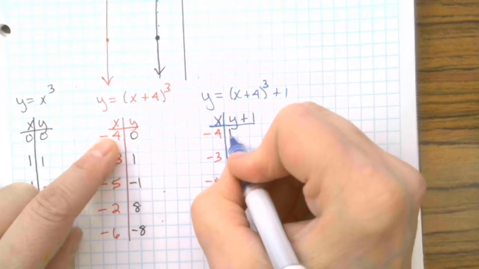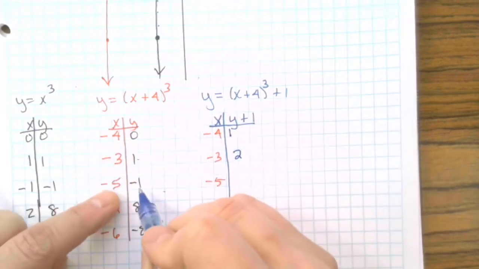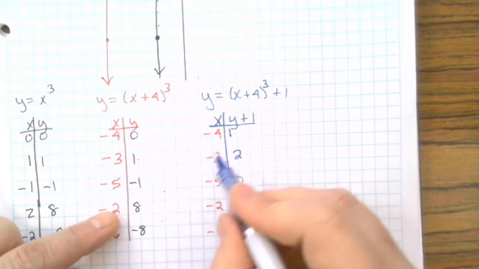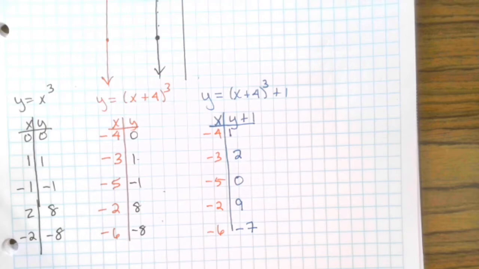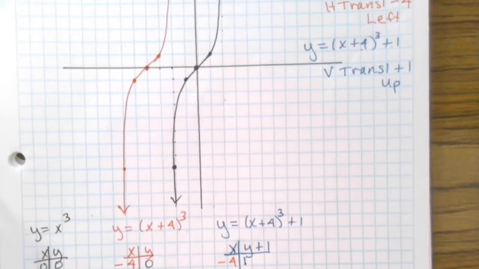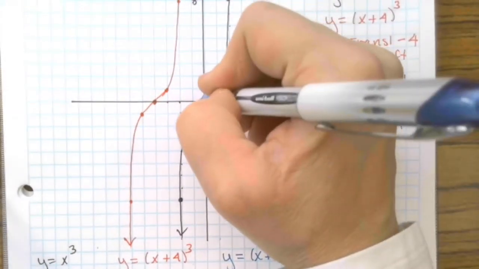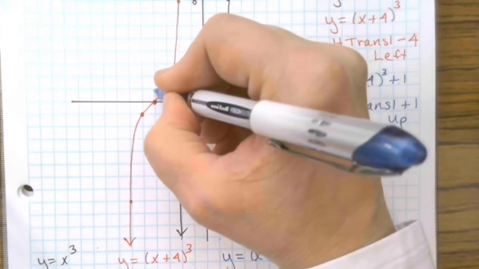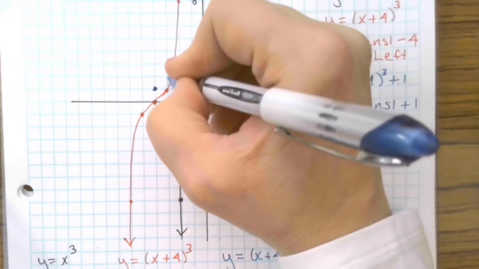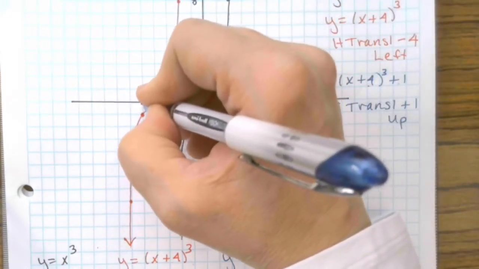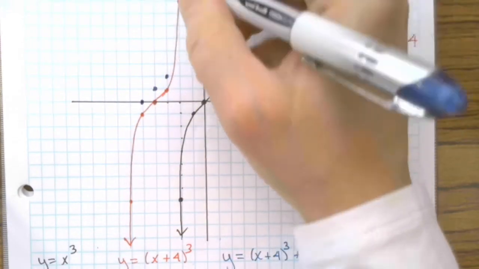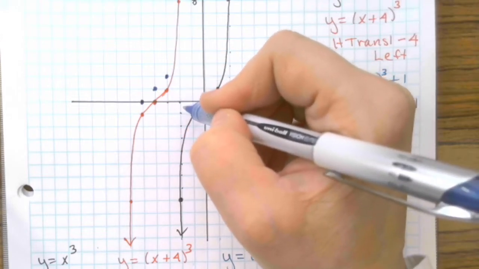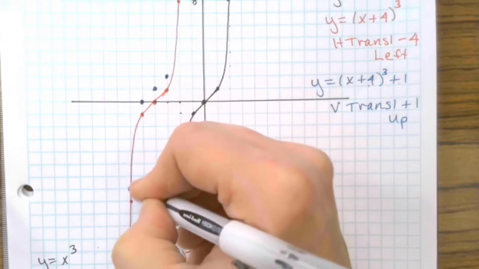0 plus 1 is 1. 1 plus 1 is 2. Negative 1 plus 1 is 0. 8 plus 1 is 9. Negative 8 plus 1 is negative 7. And there's our new set of points. So let's go ahead and plot that and see if it's moving in the right direction. All right, negative 4, 1. Negative 3 up 2. Negative 5 is at 0. Negative 2 is up at 9. And negative 6 is down at negative 7.